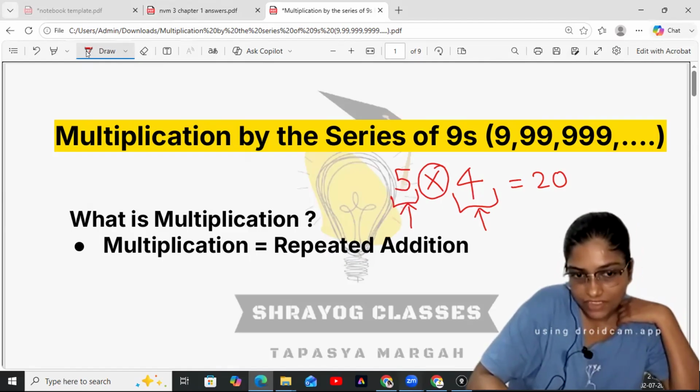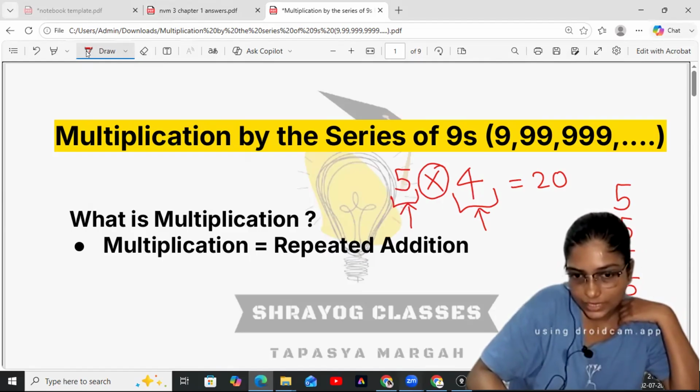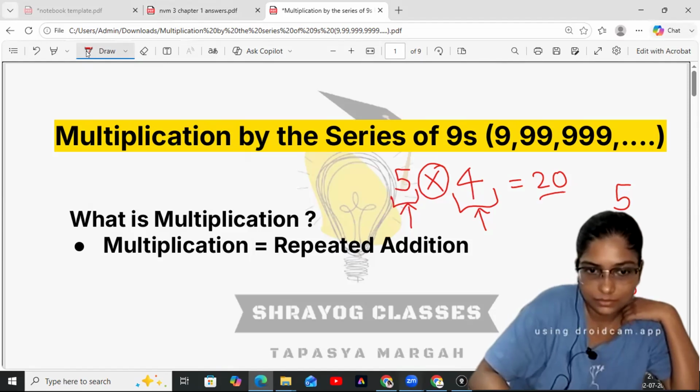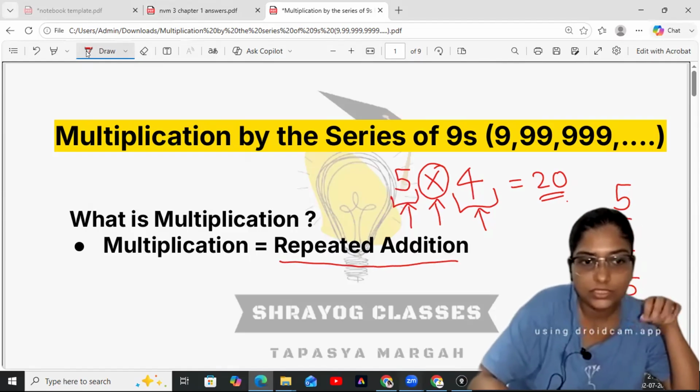So, when I said we have to add 5 four times, let us add 5 four times. This is 1, 2, 3, and 4. So if you add it up, you will get 20. The answer is similar. So multiplication is used when there is a repeated addition of a certain number.